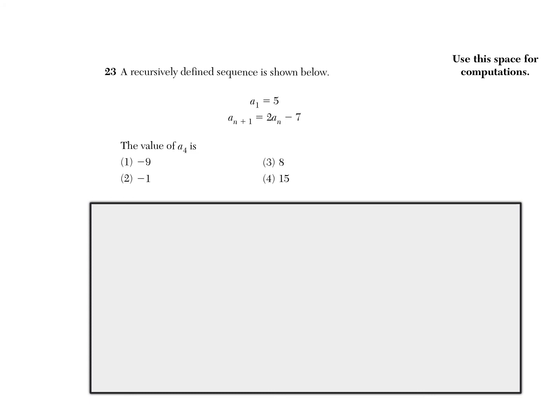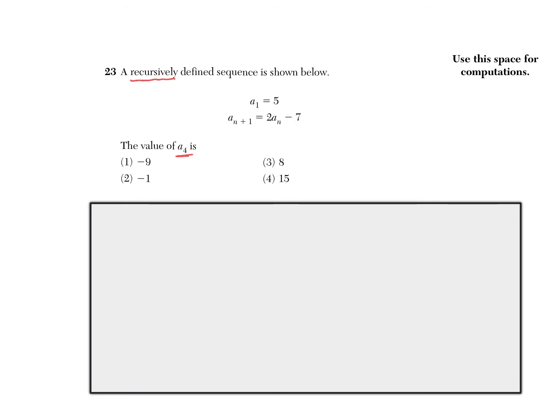For problem number 23, they're talking about a recursively defined sequence. So it's a good idea to remember recursive means you need to know the term before it before you can find the next term. So when they ask you to find the fourth term, a sub 4, they mean you're going to have to find the second term and the third term first.